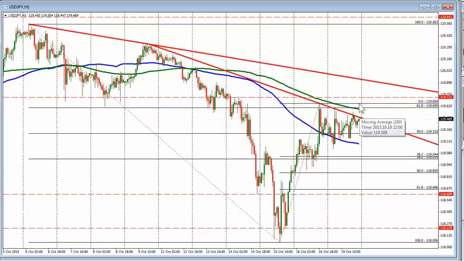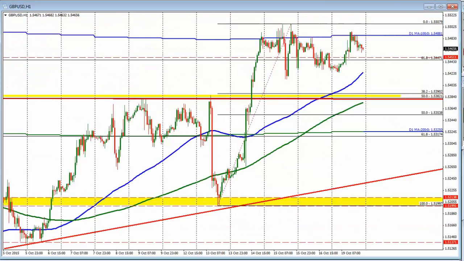Get above the 200-hour moving average, start to move above that 72 level here. Remember, 72 level, that's more bullish for the dollar versus yen. We'll see. That's our progression if we're going higher.